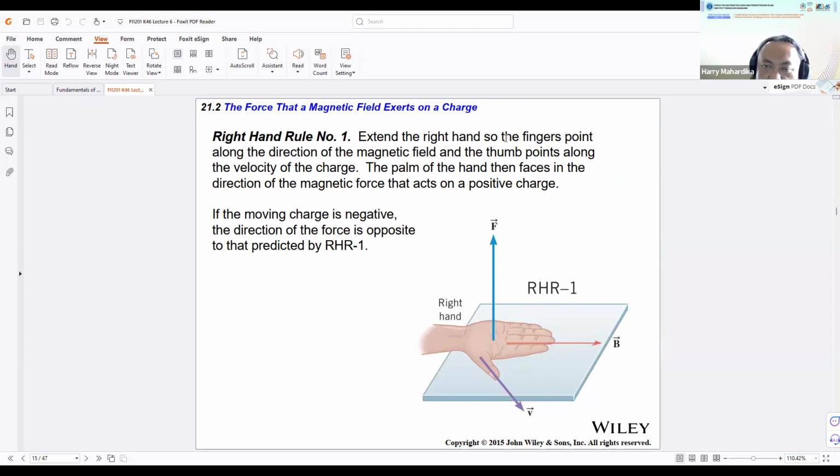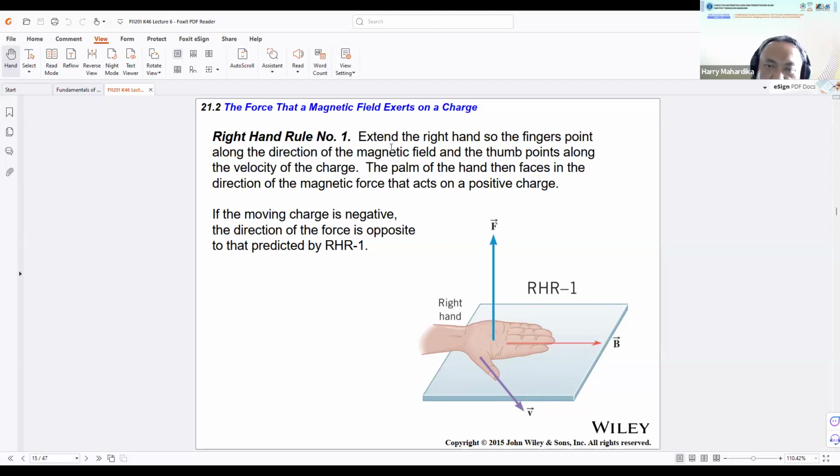So extend the right hand. Right hand rule number 1 tells that if we have a problem where a charged moving particle is influenced by an external magnetic field, there should be a magnetic force pointing perpendicular to the V and B direction. And if the orientation is known, then the orientation of F will follow the right-hand rule number 1 principle.